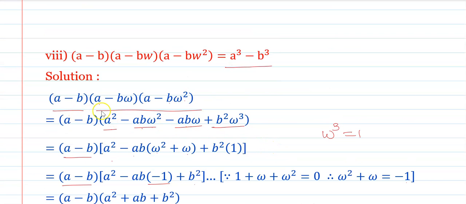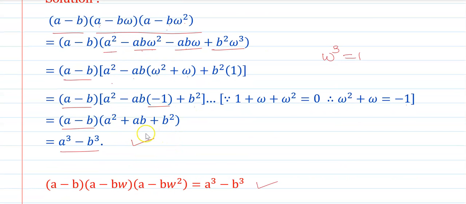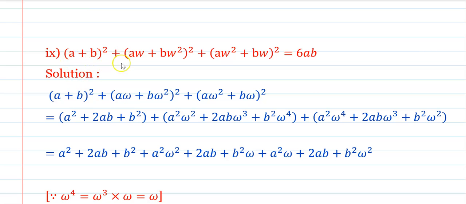That is, this is simple multiplication, that is the product of these two brackets. First of all, substitute their values and you will get the result. A minus b, it's continued as it is, and finally you will get the result of a cube minus b cube. Okay, next a plus b bracket square plus a omega plus b omega square bracket square plus a omega square plus b omega bracket square, and that's equal to 6ab.